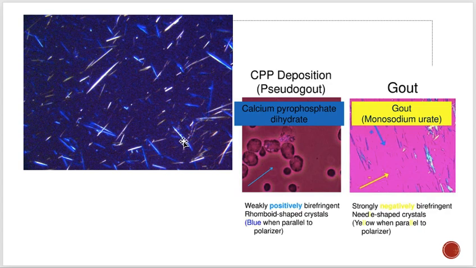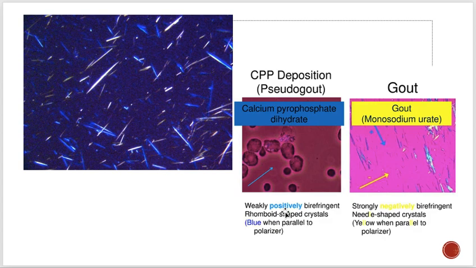And you can see over here, these are needles, right? And these ones are negatively birefringent, and these ones are positively birefringent. They throw polarized light and use a red filter and see how the crystals reflect the light, and based on that they call it negative or positive. So remember, negatively birefringent, needle shaped, is gout or sodium monourate crystals, and rhomboid shaped is positively birefringent. Remember, P for pseudogout and P for positive, right?